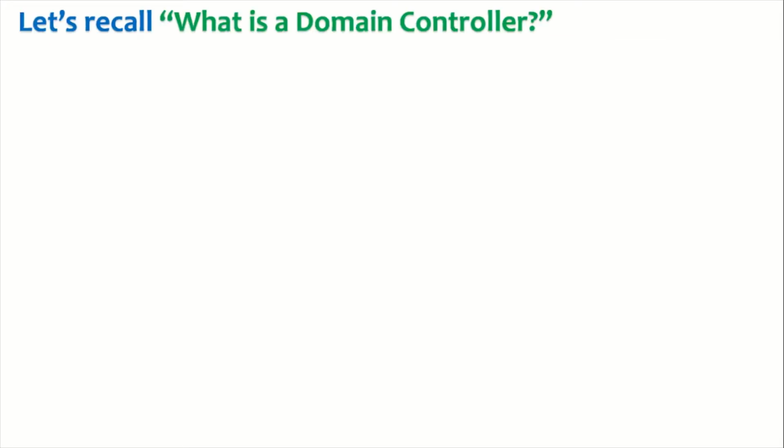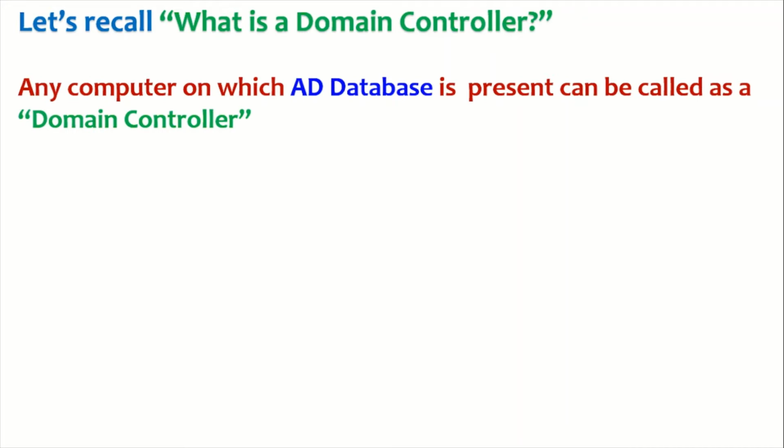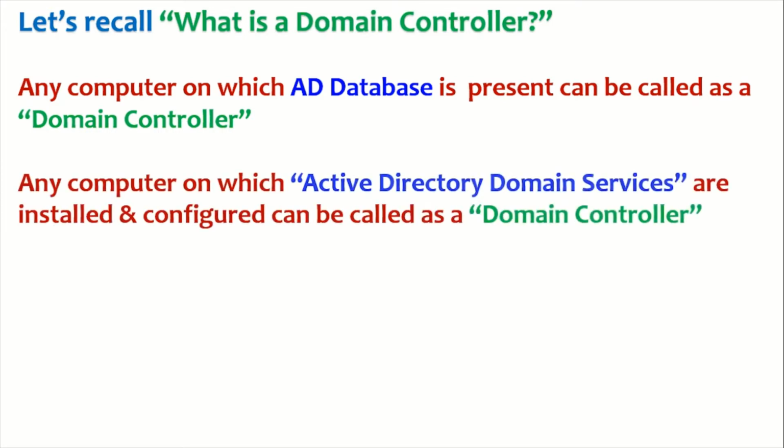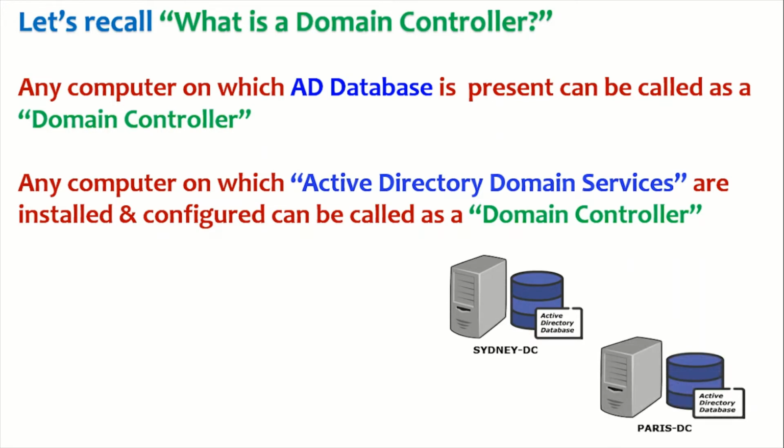So let's recall again what a domain controller is in the world of Windows Active Directory. Any computer on which the Active Directory database is present can be called a domain controller. Any computer on which Active Directory Domain Services are installed and configured can be called a domain controller. So let's take an example over here. Say this computer named Sydney DC or Paris DC can be called a domain controller because the Active Directory database is present on both the computers.